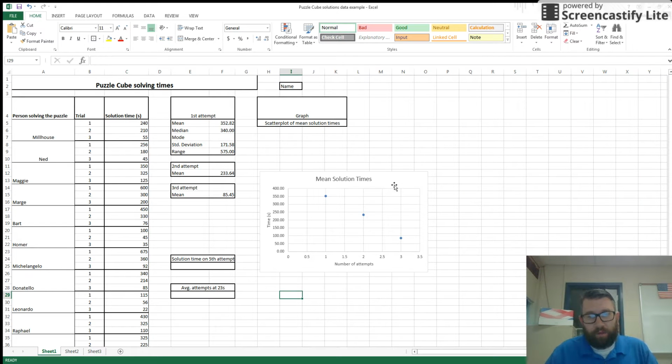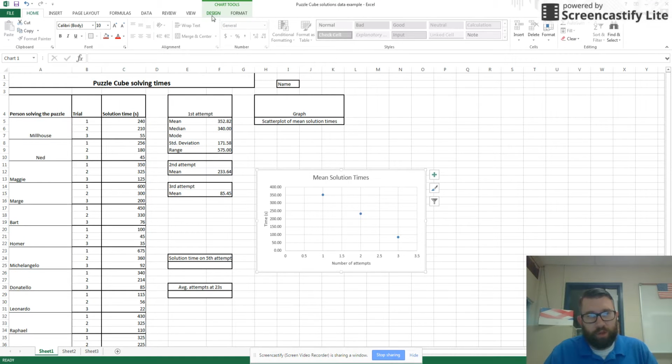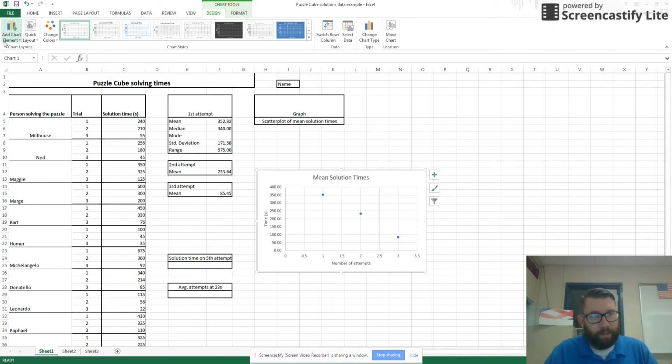Today we're going to finish up our solution times Excel document. So when we last left off, we had created a scatter plot of mean solution times. So I'm going to go back to that, and if I highlight my scatter plot, I get this menu up here called Chart Tools. So I go to Design, and I want to click on Add a Chart Element.